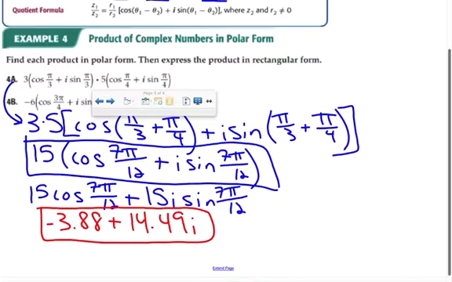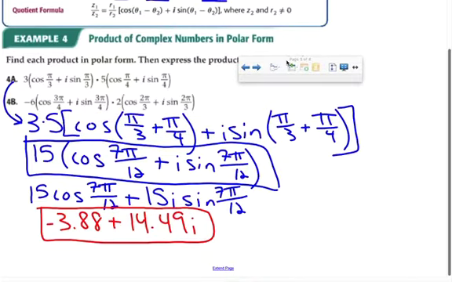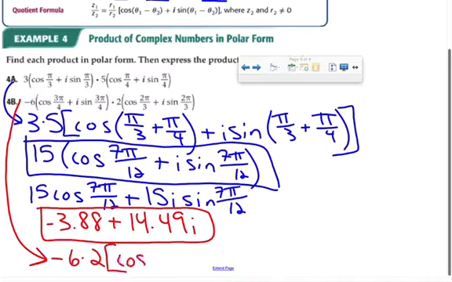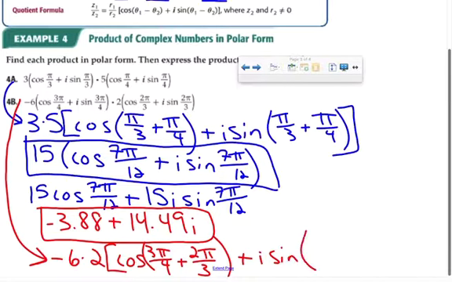In part B, same idea. I multiply the moduli together. So negative 6 times 2. And then it's the cosine of the sum of the angles. So 3 pi over 4 plus 2 pi over 3 plus I times the sine of that same sum. 3 pi over 4 plus 2 pi over 3.